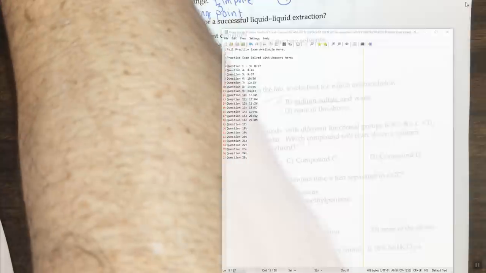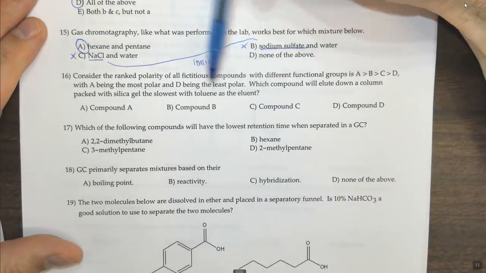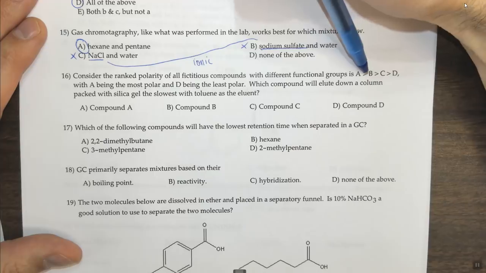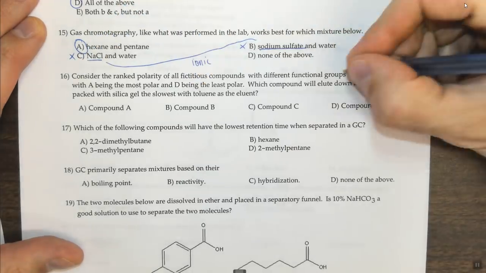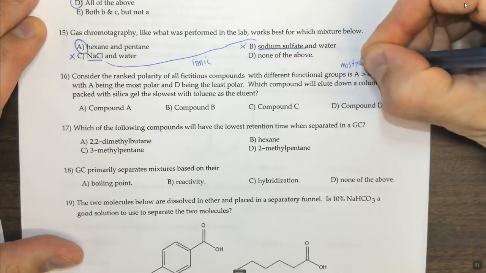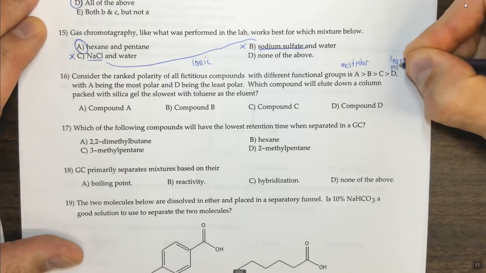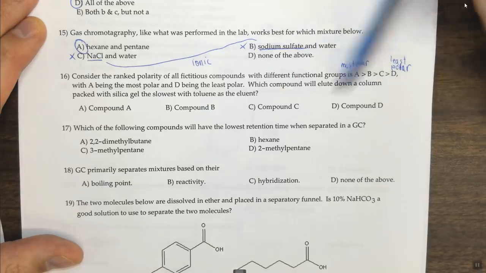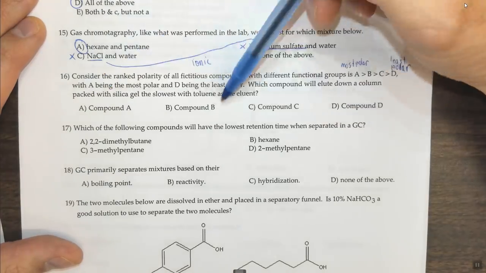Sorry about that. All right, question 16 says, consider the ranked polarity of all fictitious compounds with different functional groups is A is greater than B, C, D, in that order. With A being the most polar, so this is the most polar on this side, and this is the least polar on this side. So A is the most polar, D is the least polar. Which compound will elute down a silica gel column the slowest?